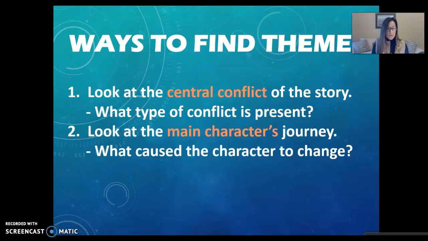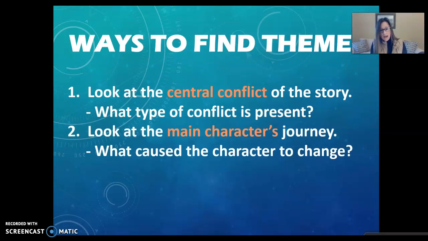So there are a number of ways to find the theme. These are just a few of them. So really look at the central conflict of the story. This is why we study conflict, okay? What type of conflict is present, okay? Is it the main conflict that drives the story? What is that conflict? All right, and kind of look at the implications of that conflict. That'll often help you to decide what the lesson is that we should learn.